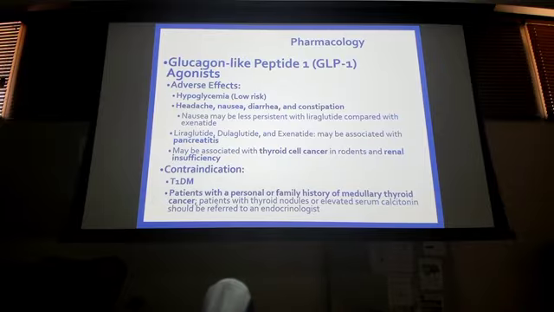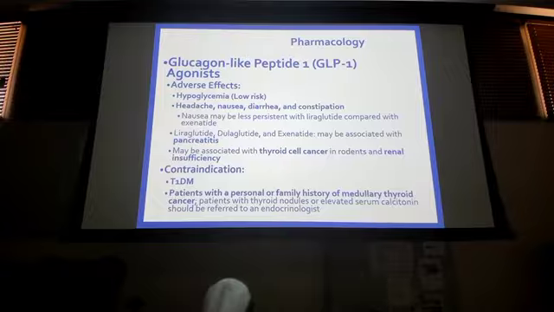Because it's increasing the production of insulin secretion, your chances of hypoglycemia are there, although it's a low risk. Headache, nausea, diarrhea, constipation. GLP-1s all end with tide, so they're all associated with pancreatitis and may be associated with thyroid cell cancer and renal insufficiency. For contraindications, you have type 1 diabetes, and then any personal or family history with medullary thyroid cancer.